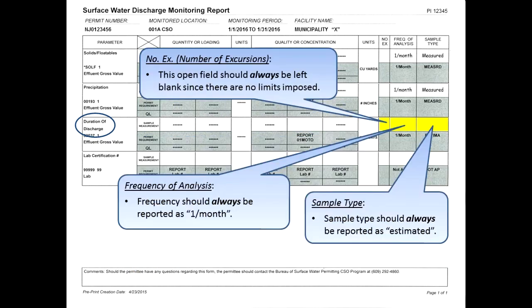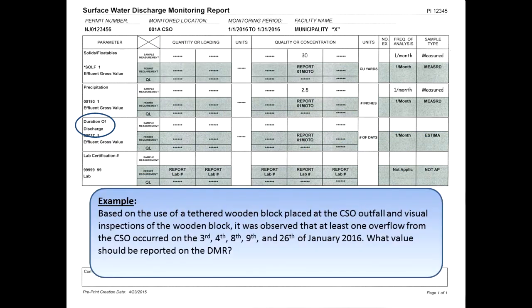Just as was the case with the other parameters, the open field under the number of excursions header should always be left blank, and the open field under the frequency of analysis header should always be reported as once per month. However, in the case of duration of discharge, the open field under sample type should always be reported as estimated. Now let's run through an example for this parameter, again using the same hypothetical permittee used for the other parameter exercises.